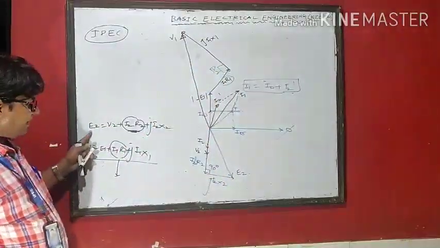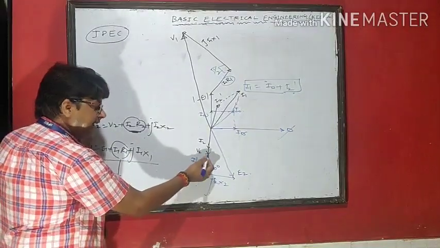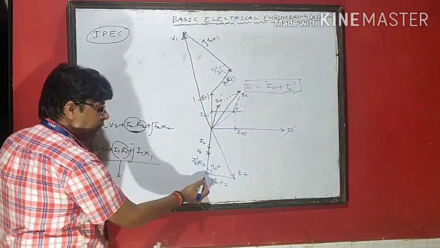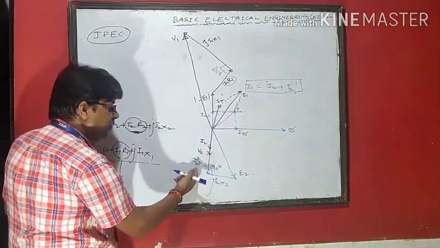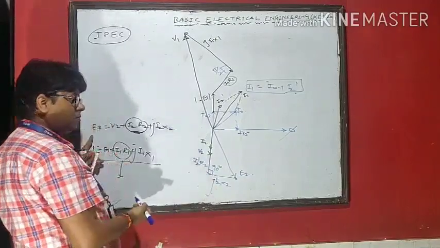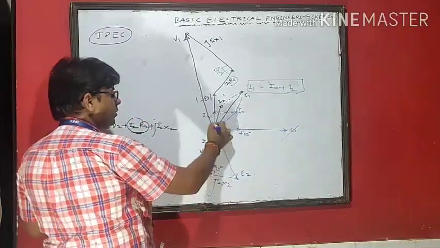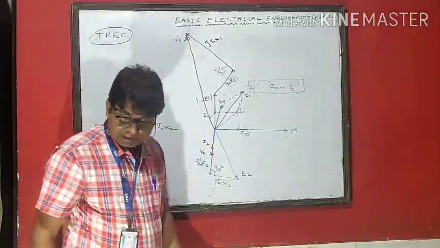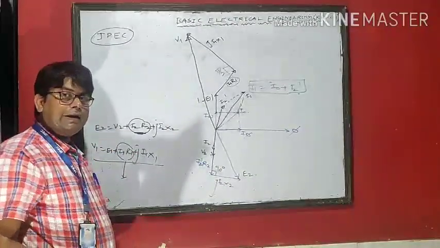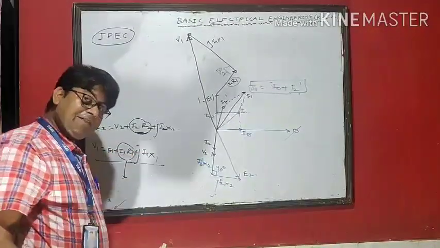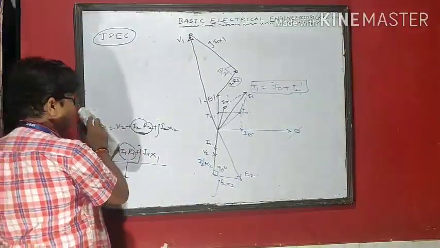Similarly, on the secondary side, E2 equals V2. We got the V2 already. Plus I2 R2. I2 R2 is the voltage drop across resistance, so I2 R2 is in the same phase as I2. And this is 90 degrees, that is j I2 X2. So this is your resultant E2. When you understand this one, we can easily draw the diagram for an inductive load, considering the leakage reactance.